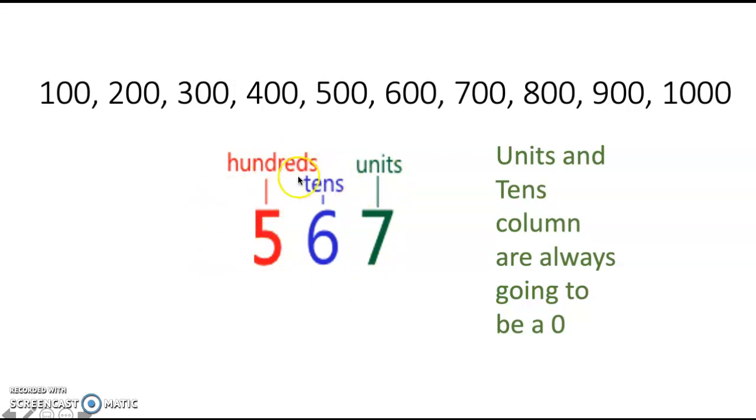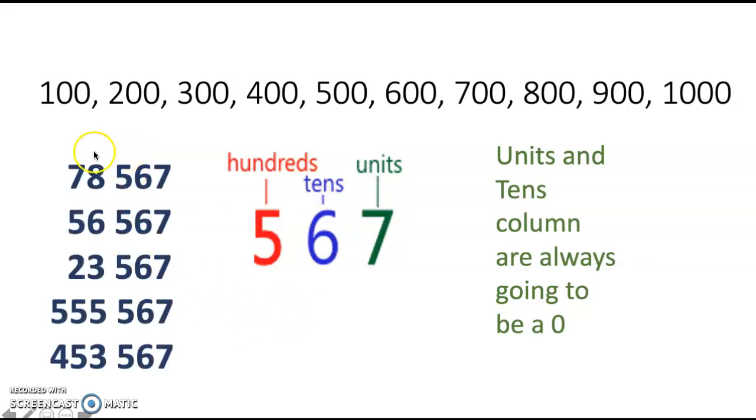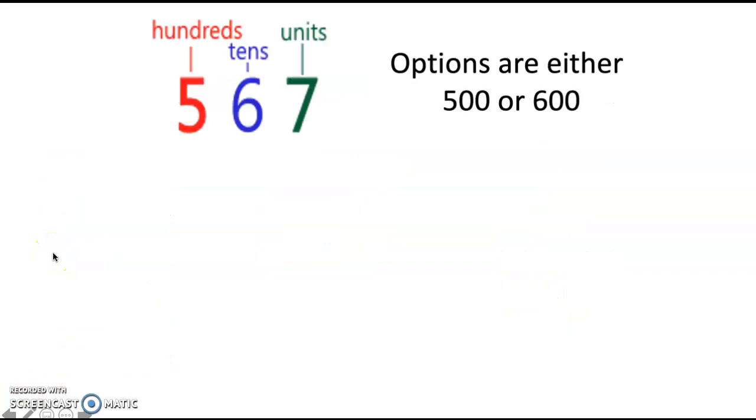Now it's important when we're rounding to the 100, if there are other numbers before the hundreds, we don't have to worry about them. As we have the 567, if we're rounding to the closest 100, in all of these numbers, the last 3 numbers will be the same, no matter what is before it. So when we have 567 and we're rounding to the nearest 100, our options are either 500 or 600, as those are the closest hundreds that we have.